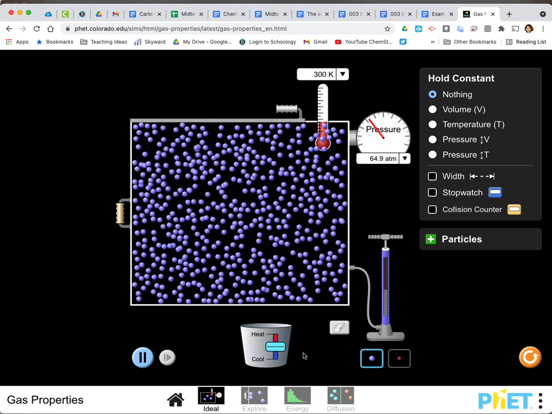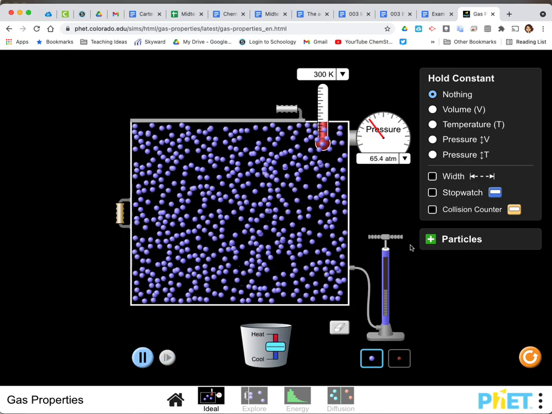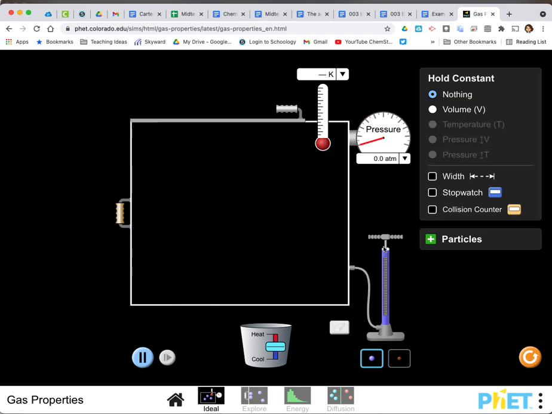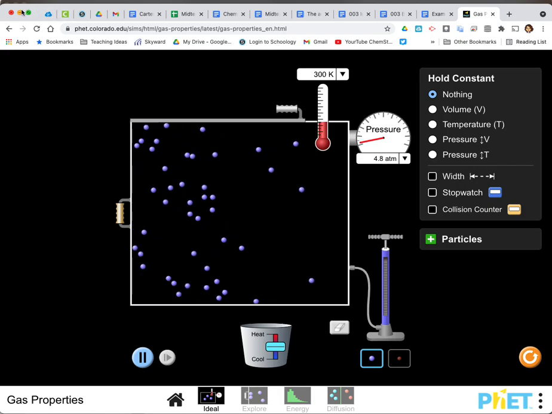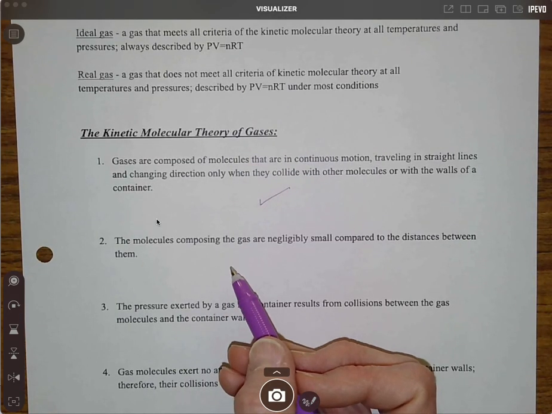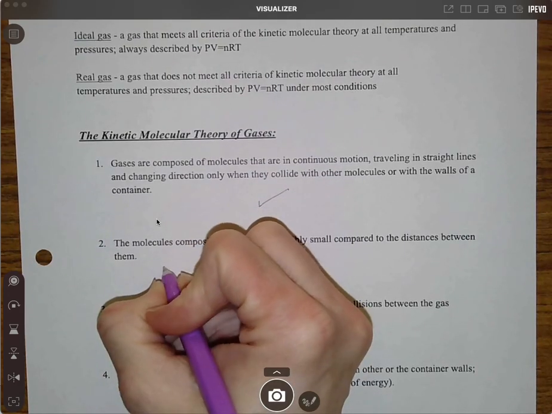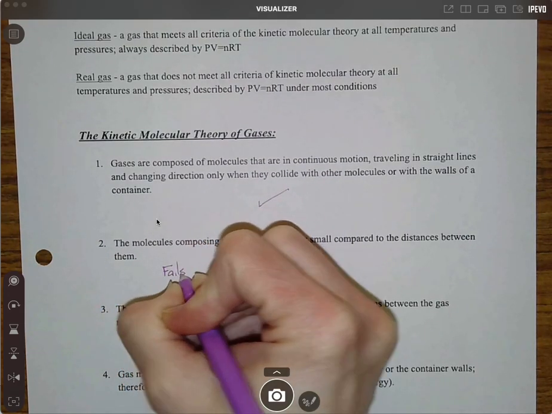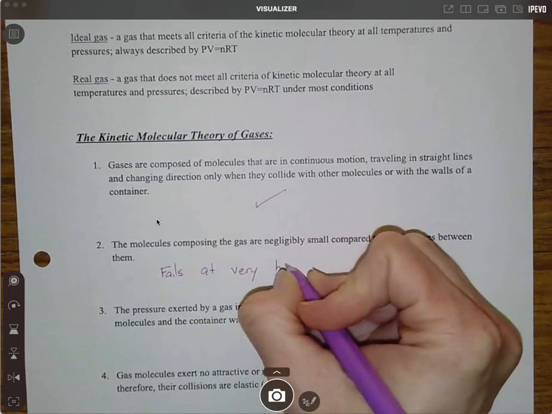As opposed to a more normal set of conditions where you haven't got a ridiculously high pressure at all, the vast majority of a container full of gases is actually just empty space. So this one, the molecules composing the gas are negligibly small compared to the distances between them, fails at very high pressures.